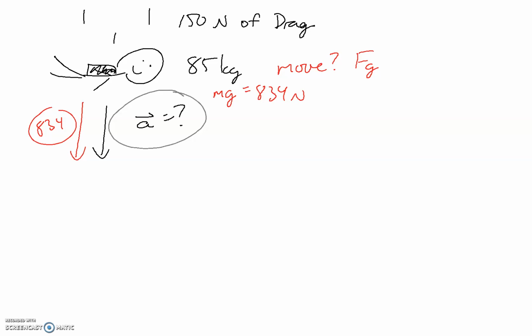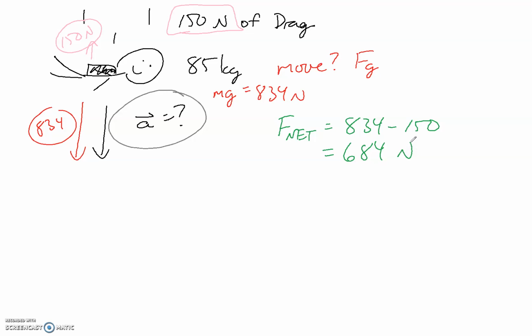But I've also got drag, and apparently I've got 150 newtons of drag, and that is trying to slow him down, so it's going up. All I have to do is subtract the two. I've got 834 trying to go down and 150 going up. So my net force is the 834 pulling him down, take away 150, and I've got a net force of around 684 newtons. And once I've got his net force, it's easy to find acceleration.